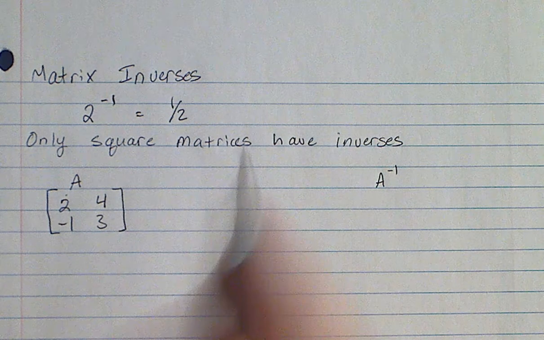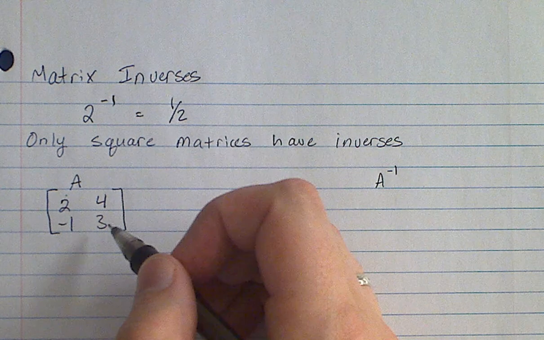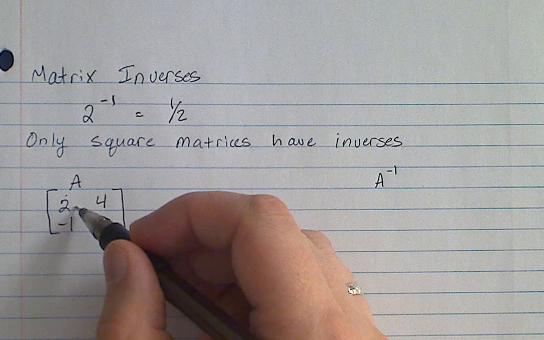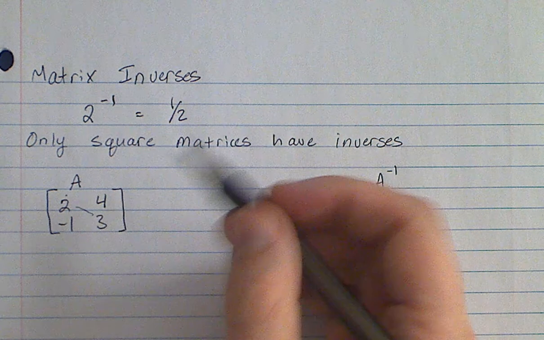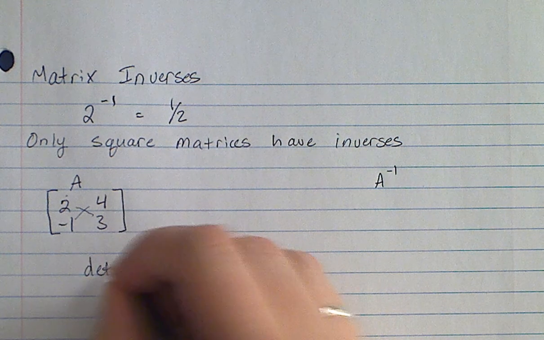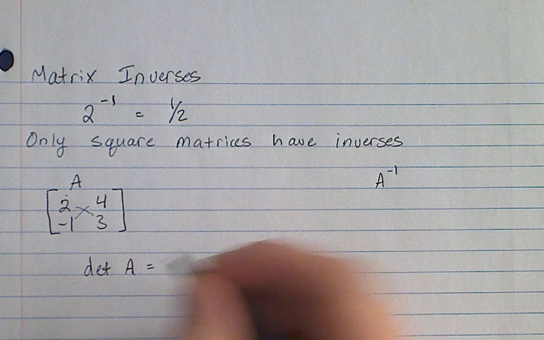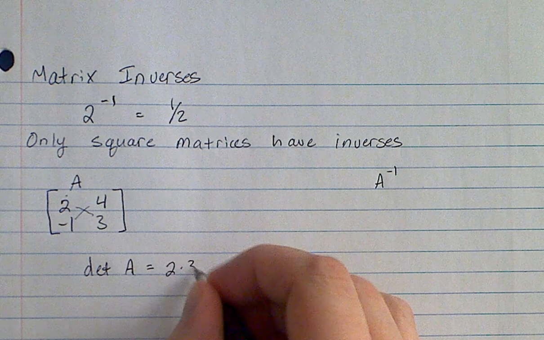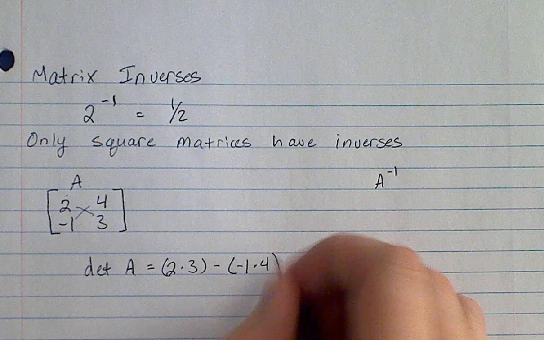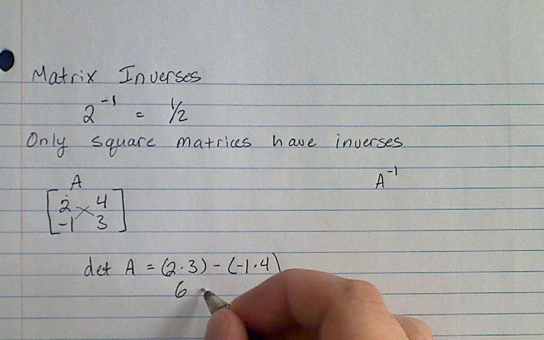If we want to find A inverse, the first thing you have to find is the determinant of matrix A. The determinant of matrix A, I'm writing it det A, is equal to 2 times 3 minus negative 1 times 4. So this is 6 minus negative 4, which is 10.